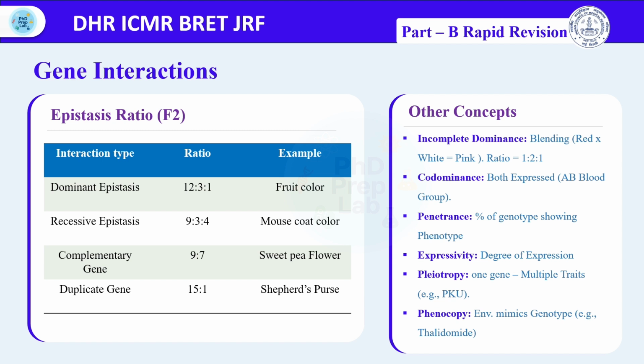Now you have other concepts like incomplete dominance. Here you typically get three phenotypes. The heterozygote also shows a different phenotype, so the ratio here is 1:2:1. Now you have codominance, so both alleles are expressed, like your AB blood group. A is dominant, B is also dominant, and when they are present together, they show the AB blood group.